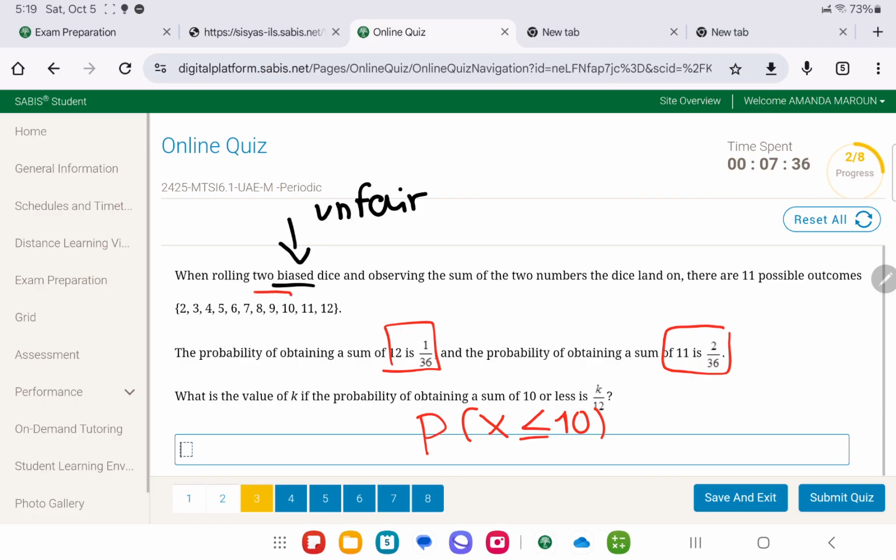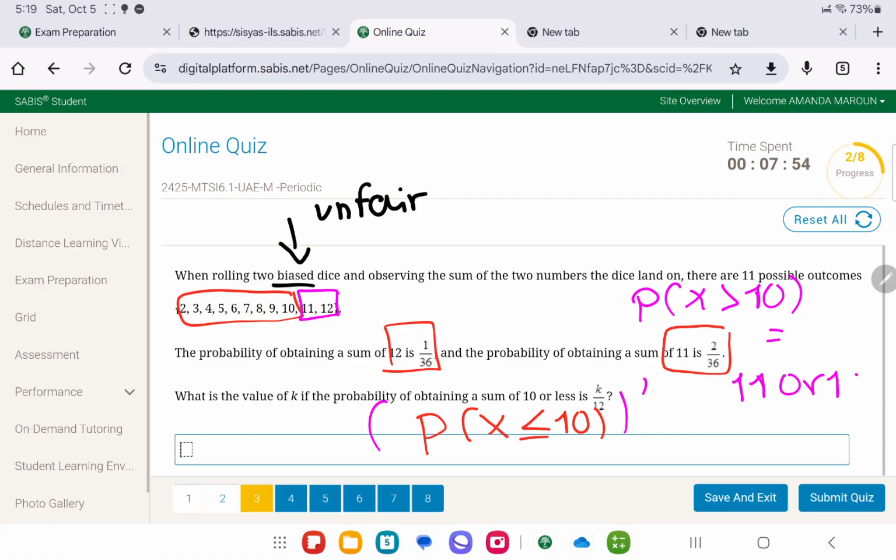Now, the numbers that are less than or equal to 10 are way more than the numbers that are greater than 10. So what can we do? We can take the complement of this, which is the probability that x is greater than 10. The probability of x greater than 10 is either getting 11 or 12. Remember, "and" in math is equal to times, "or" in math is equal to plus.